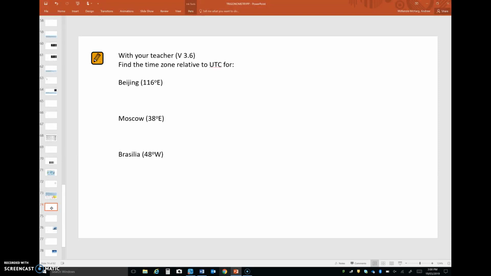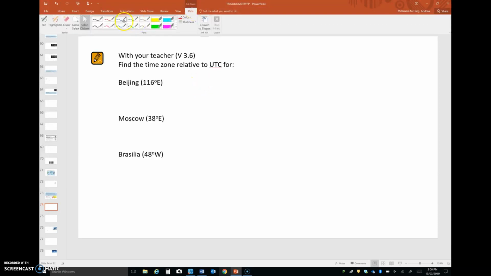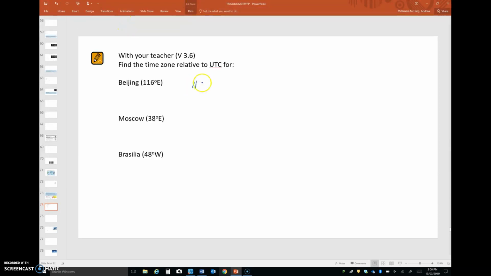Okay, so I'm going to have a go at it. Beijing. Right, so it's at 116, and we're going to divide that by 15, which gives 7.73. Okay, so that rounds, the nearest number is 8, and we display it like this: UTC, universal time coordinate, plus 8 hours.